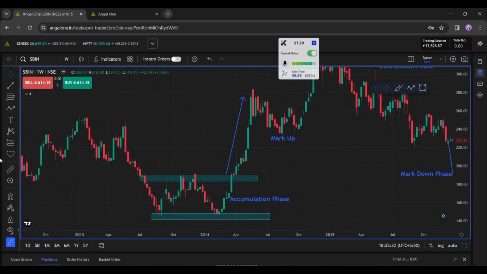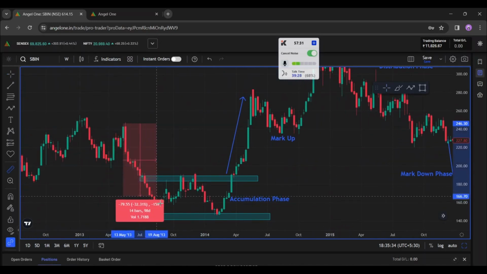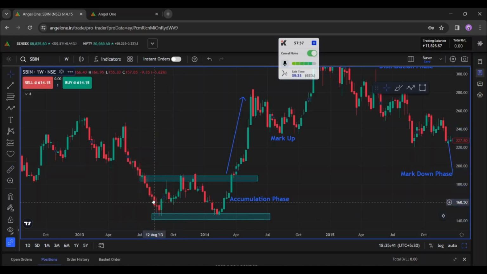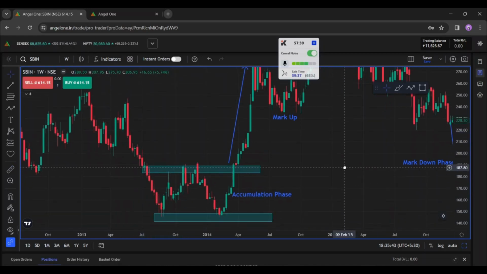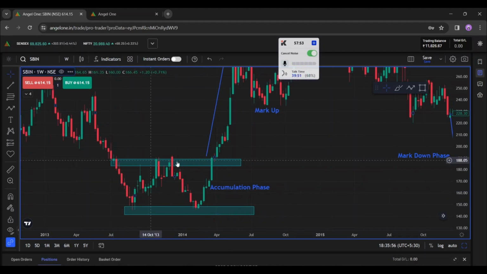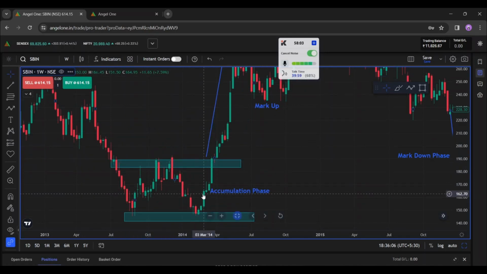As you can see here, after a huge rally towards the downside, the SBI stock fell almost around 40%. After SBI bottomed out, you can see the accumulation phase, right? This is the first phase of the market cycle. In the accumulation phase, the value investor kicks in and some technical indicators show positive signals. The SBI stock was range bound, and here the value investors slowly start to accumulate their positions.